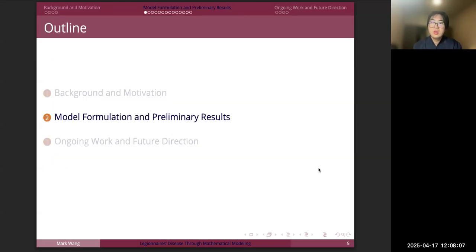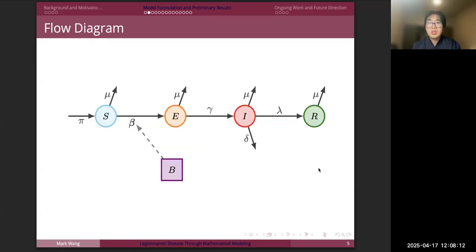And so moving on to the model that we built and some results that we have. This is our model. It's somewhat simple, but since this is the first mathematical model for Legionnaires', we wanted to capture the basic dynamics of a closed population. This builds off of a lot of other environmentally transmitted disease models like Buruli ulcer and cholera, where we have this SEIRB model: the susceptible, exposed, infected, the recovered, and the B, the pathogen class in the environment.